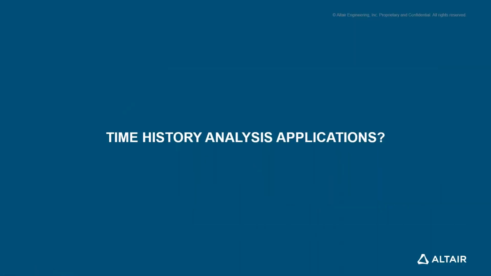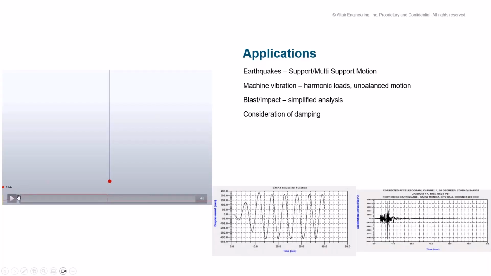Here we've got a bit of a discussion on the different types of applications we have for time history analysis. The one obvious one that comes to mind immediately is earthquakes, since we've talked about that in the previous session on response spectrum analysis. And we can do that with time history analysis. We have the ability to support ground motion or multi-support ground motion, in this case of perhaps different ground motions on the same model. Maybe you have a long span bridge, for example.